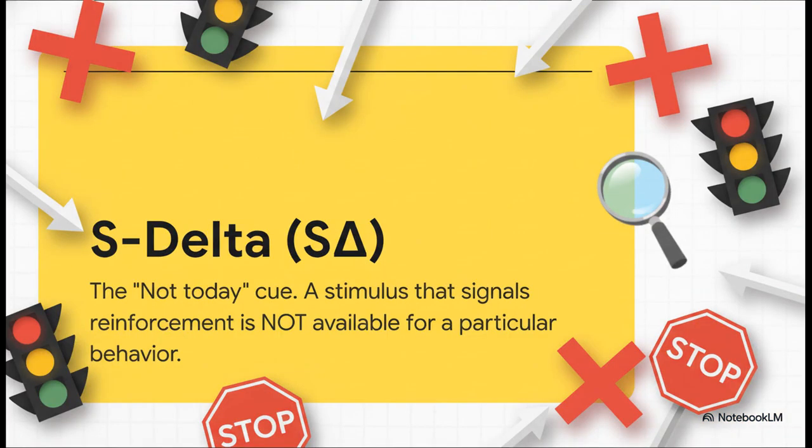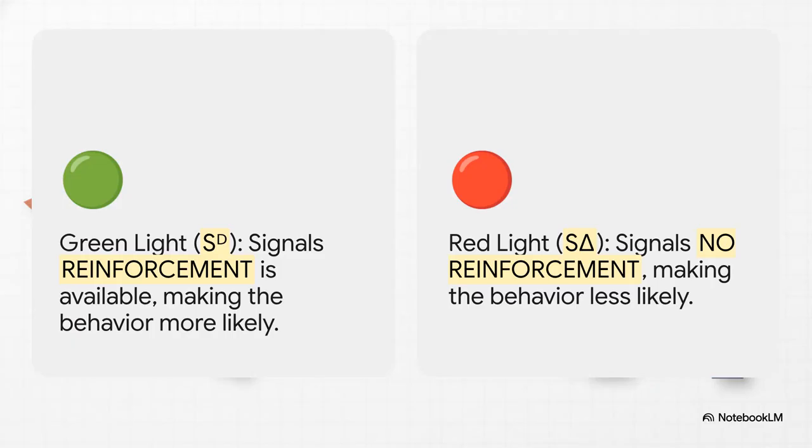On the flip side, we have the S delta. This is your stop signal. It indicates that reinforcement is not currently available for that behavior. It's your red light, telling you that doing that action right now probably won't pay off. This slide lays out the contrast perfectly. The green light, our SD, makes a behavior more likely because it signals reinforcement is available. The red light, the S delta, does the exact opposite. And this distinction, right here, is pretty much the foundation of learned behavior.